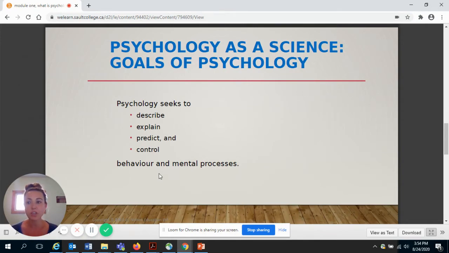So there's 4 different goals. I always use this example when I'm explaining the 4 goals of psychology as if we were in class. Imagine pre-COVID, we're in person and you are asked to give a presentation in front of the class. Lots of people get those jitters about presenting, myself included.